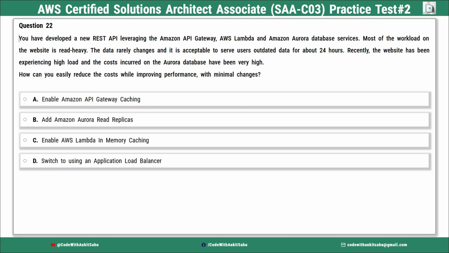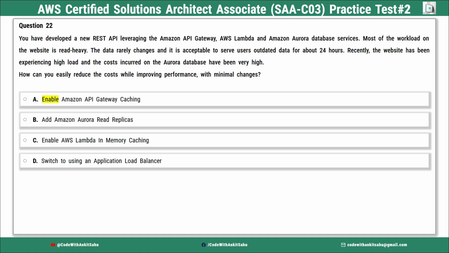Question 22. You have developed a new REST API leveraging the Amazon API Gateway, AWS Lambda, and Amazon Aurora database services. Most of the workload on the website is read-heavy. The data rarely changes and it is acceptable to serve users outdated data for about 24 hours. Recently, the website has been experiencing high load and the costs incurred on the Aurora database have been very high. How can you easily reduce the costs while improving performance, with minimal changes?